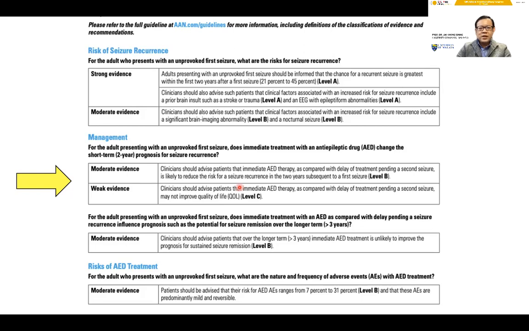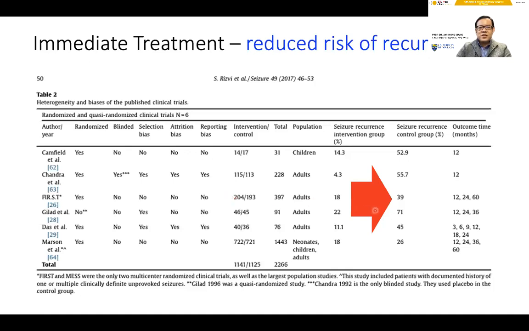However, in terms of quality of life, the evidence to support an improvement is very weak. It's only level C, which means that starting treatment immediately after a first seizure will not affect quality of life very much. This is a systematic review done in 2017, looking at seizure recurrence in those with first seizures. The reported recurrence risk in different cohorts ranges from the lowest of 26% to as high as 71%. From here, we understand that the risk depends on the populations and the underlying cause, and not everyone will have to start anti-epileptic drugs based on this recurrence risk.